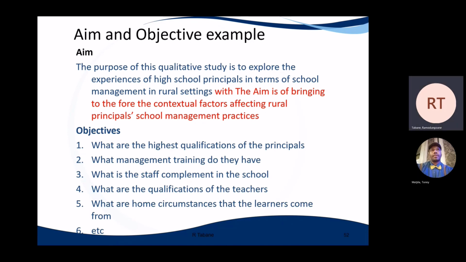What is a staff complement? There's a difference between a principal who would manage 15 and the other one who would manage 38. So my objectives, as you can see, the more I answer these questions of my objectives, I answer my aim. I get to my aim, and therefore I'm answering my research question. What are high school principals' school management practices?